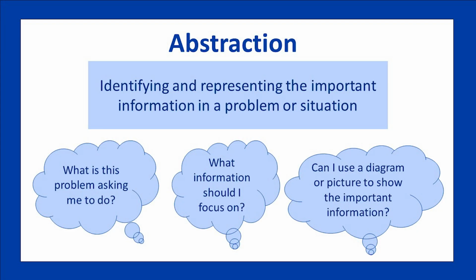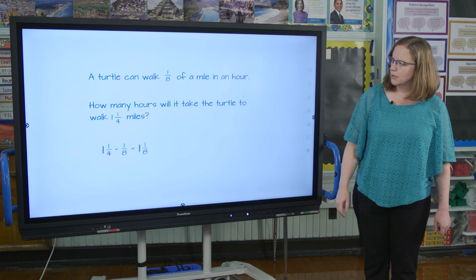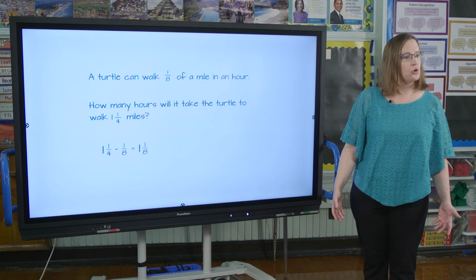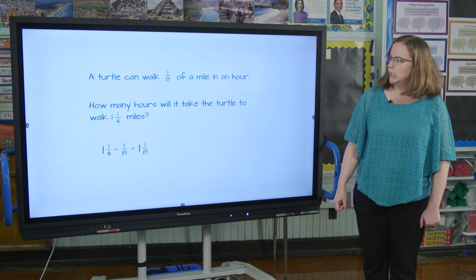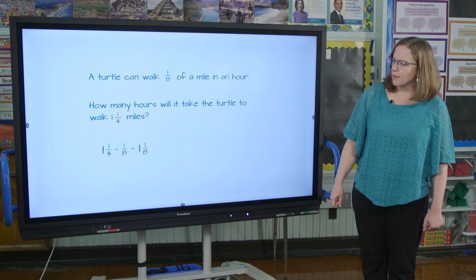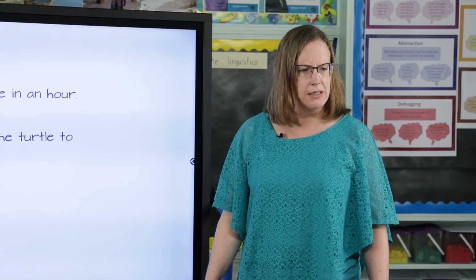You're not sure? Maybe we can use some abstraction to help us think about that. So what if we drew a picture of the problem and used that to help us make sense of what the numbers mean? Sound good? All right, let's try that. So if we're drawing a picture, we know this problem is about a turtle walking, right? So that number 1 1/4, let's start there. What does that mean in the problem?